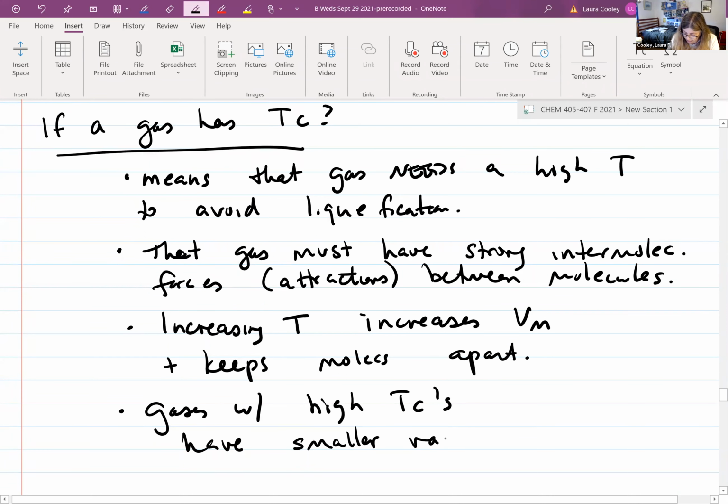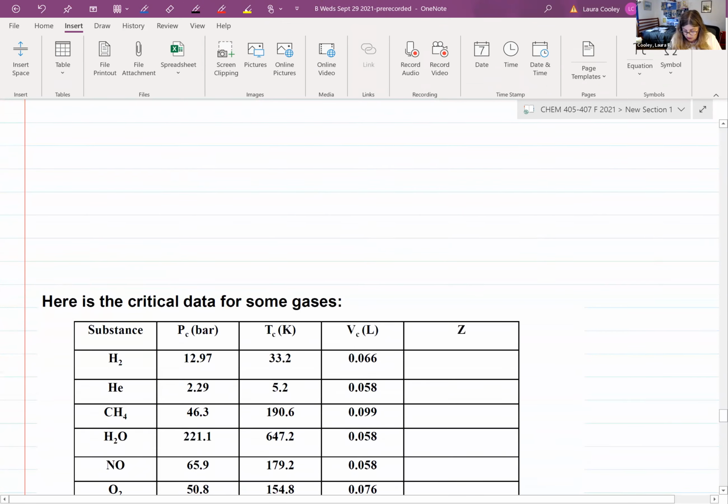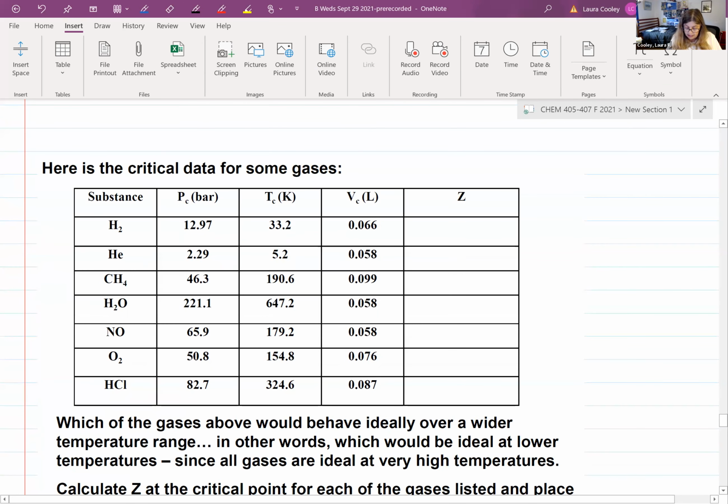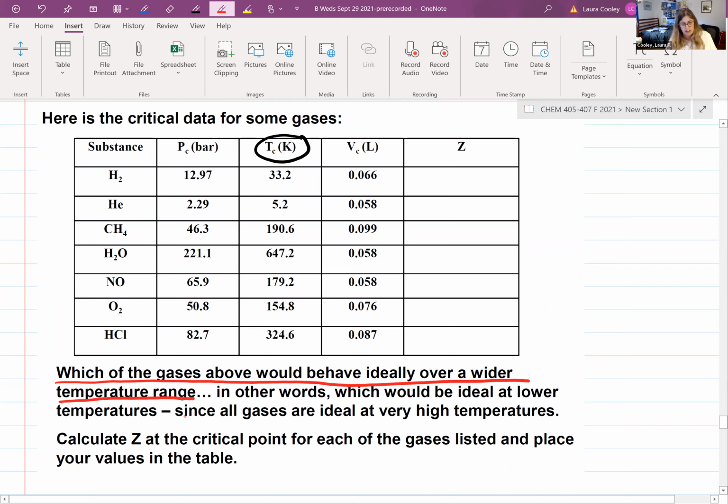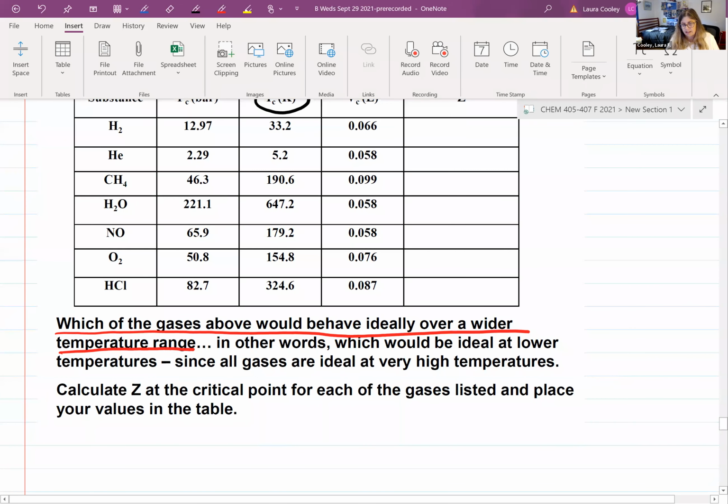So how about if I show you a chart of these molecules? Okay, we're going to fill in the last column later. But let's take a look at some critical data. I just want to focus on the temperature for hydrogen, helium, et cetera, on this chart. And so I could ask the question, which of these gases would behave ideally over a wider temperature range? So in other words, which would be ideal at lower temperatures? It wouldn't need such a high temperature to behave ideally.